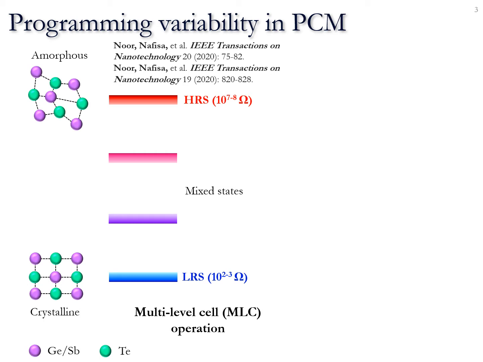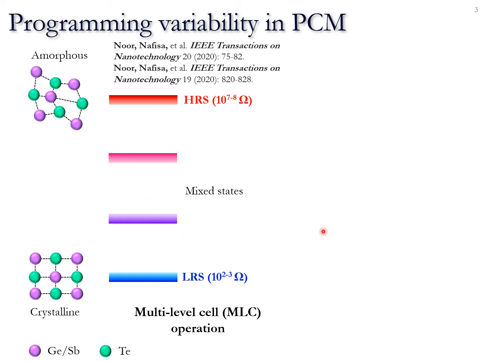Say, for example, if we start from 10 to the power 3, or 1 kilo ohm, and if we want to go up to 10 to the power 5, which is 100 kilo ohm, then instead of applying one single high amplitude reset pulse, we can apply some gradually increasing smaller reset pulses so that we can increase the resistance gradually. And as soon as we reach our desired resistance level, we can stop pulsing. So that is one popular way to go to the intermediate states from the LRS.